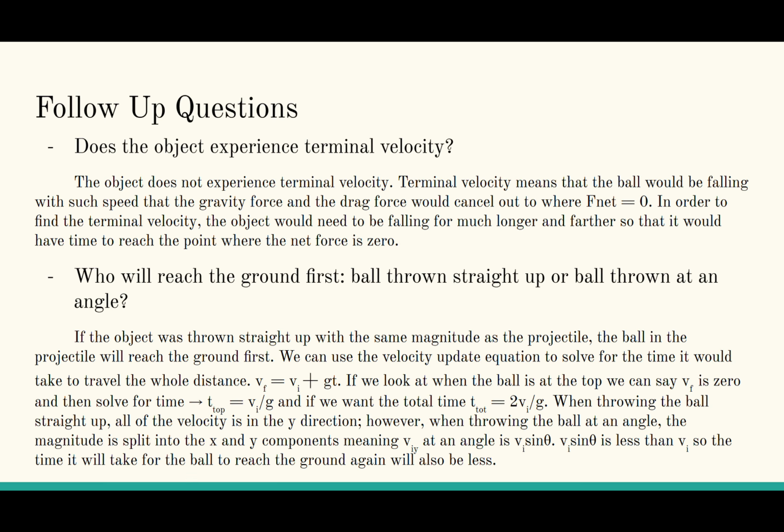And for who will reach the ground first, a ball thrown straight up or a ball thrown at an angle, we can see using the velocity update equation that the object thrown at an angle will reach the ground first. This is because for t total, the time is equal to 2 v initial over g. And when we are throwing the ball at an angle, our y velocity is going to be smaller, causing our time to be smaller, because we have to account for the angle.